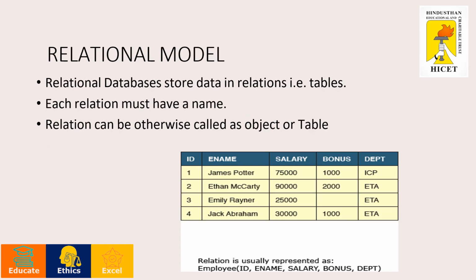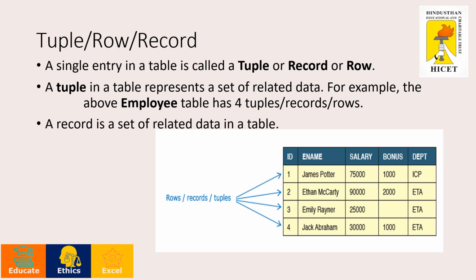What is basically a relational model, or what is a relation? A relation is something which has been stored in the form of a table. A relation is otherwise called a table, and every relation should have a specific name in order to identify it. A relation can also be called an object or table. Here we have represented a relation named employee with the appropriate fields ID, e-name, salary, bonus, and department.